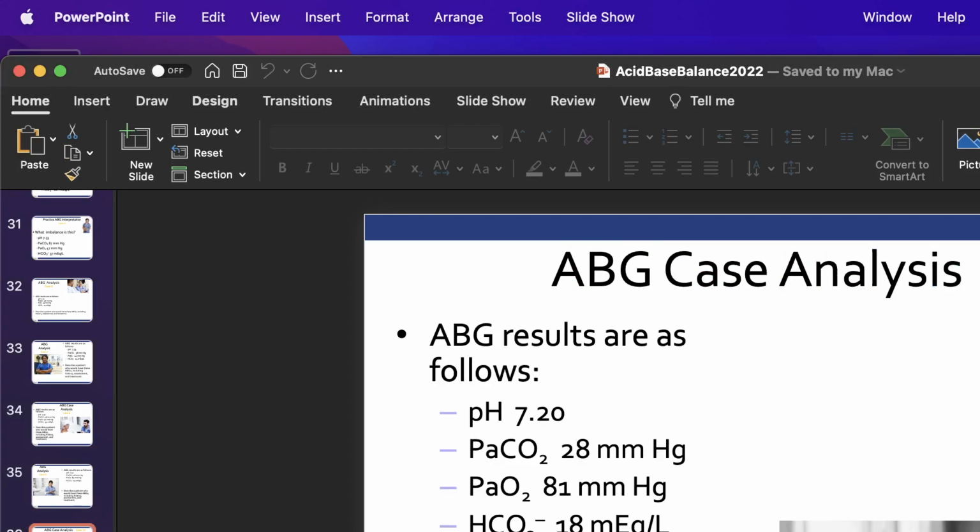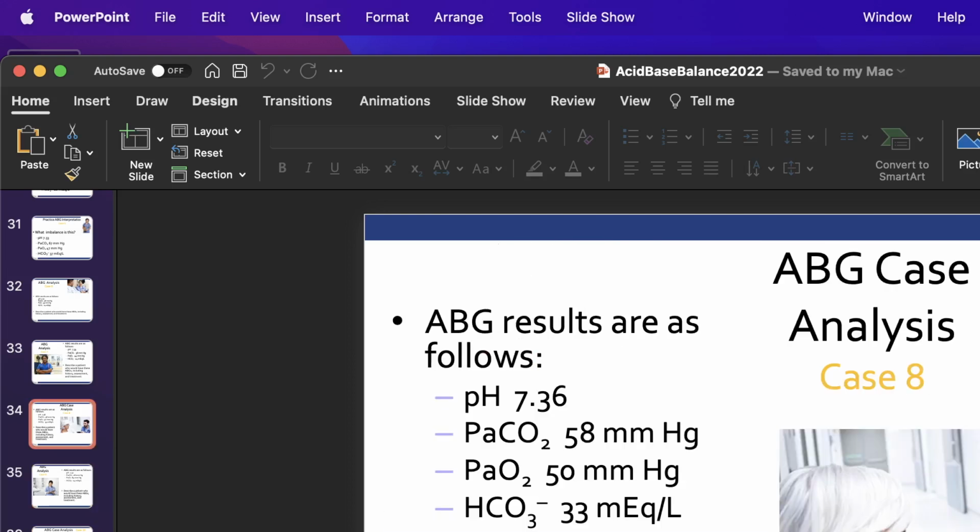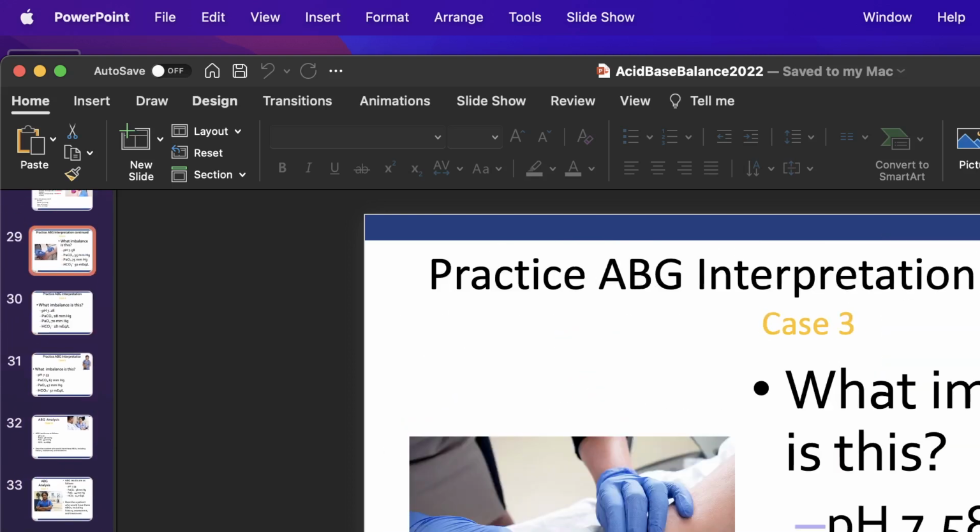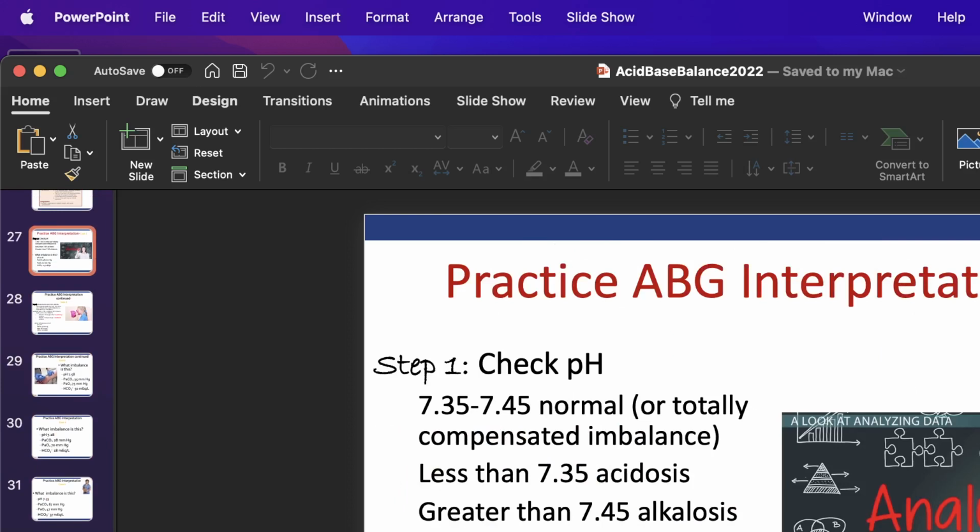Okay, so now we have to figure out, is it partially compensated or no compensation? If it was partially compensated, guys, this remaining value should be moving in the opposite direction of the other two in an effort to buffer. Is it moving in the opposite direction? No. No, so it is no compensation. Okay, I know it's fuzzy, it's going to come into focus, I promise.